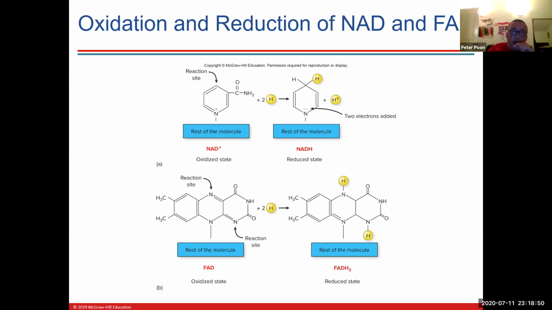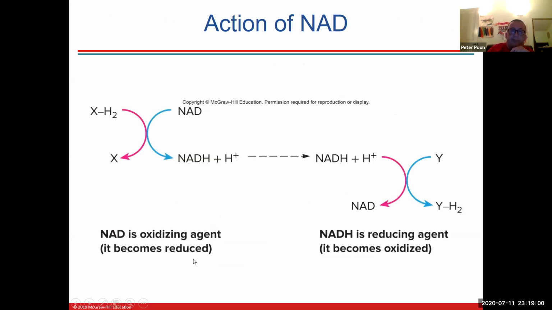Energetic molecule, no energy molecule. Energetic molecule, no energy molecule. So you take something that will reduce NAD to NADH. NADH will oxidize something else, or NADH will oxidize and reduce something else. All right, hope that makes sense to you guys.